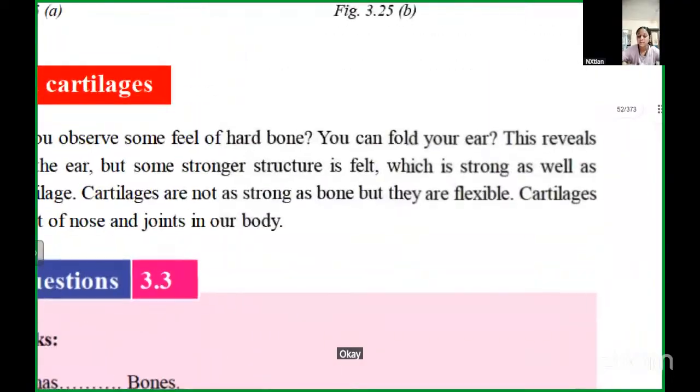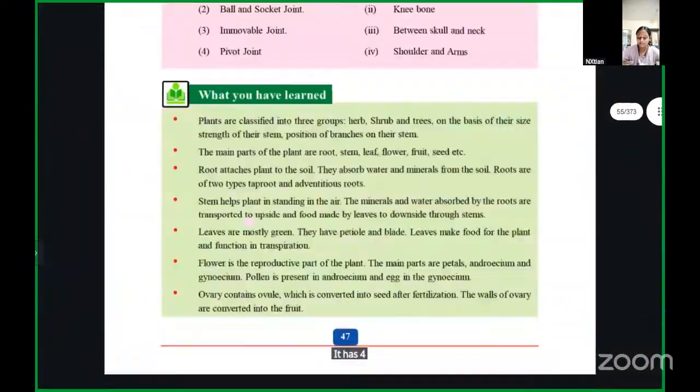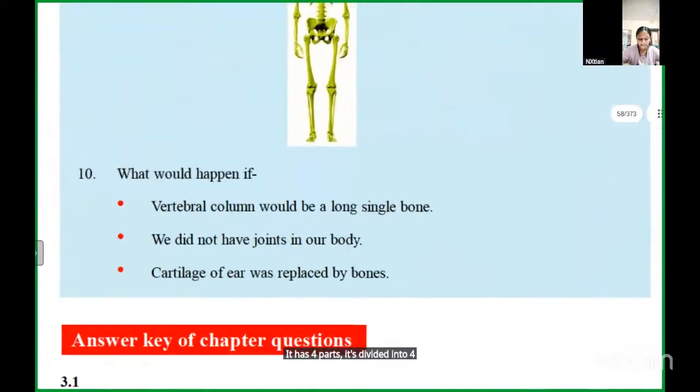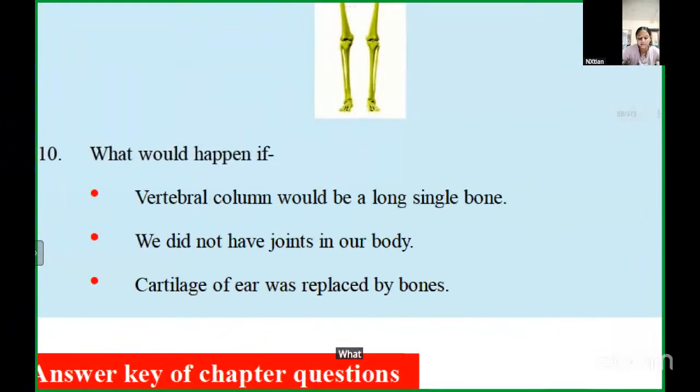So that is why it has four parts. It's divided into four parts. What would happen if we did not have joints in our body? What would be the impact of not having joints in our body? Anyone?